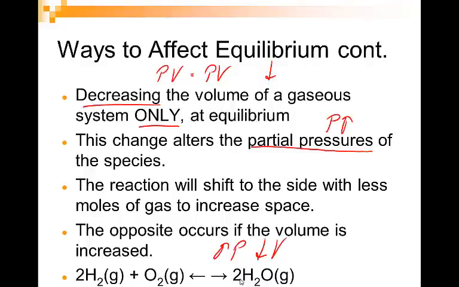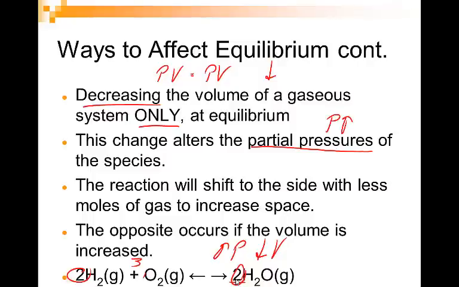If we count, there are 2 gas molecules on the product half of this reaction, whereas there are 3 on the reactant half, the 1 here and the 2 here. Well, the product half, because it has 1 less mole of gas, is going to occupy less space. So since you're decreasing the volume and crowding the system, it's going to shift to the side where it has fewer molecules present, so that it does not feel as crowded.